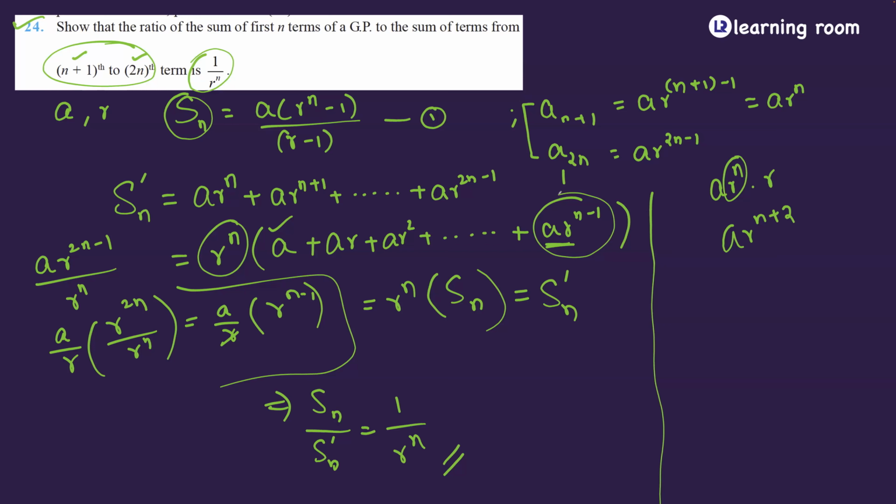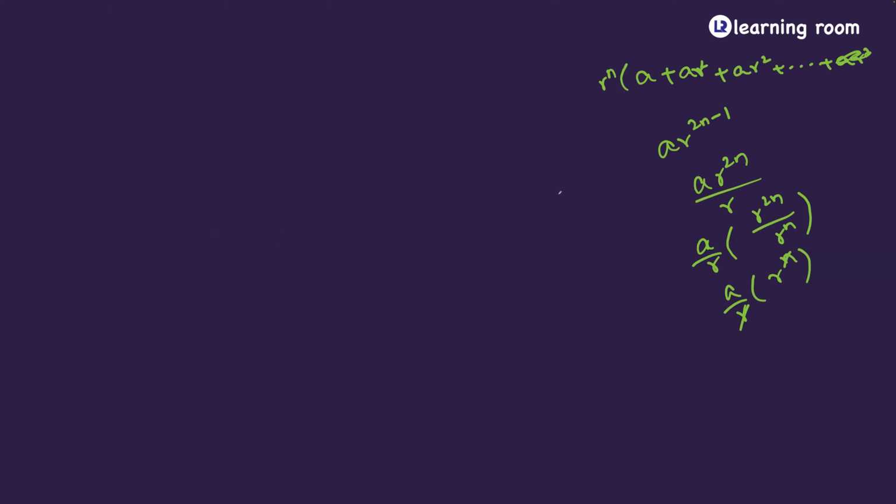Okay, but am I clear? Or is there anyone who wants me to explain it? Come again. A r power n. You want to take a r power n outside. So a r power 2n minus 1.